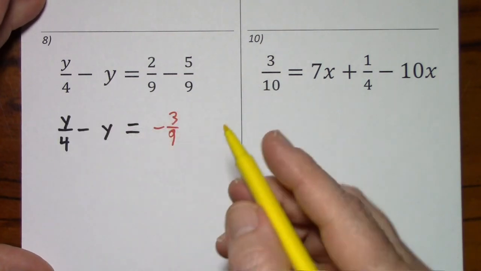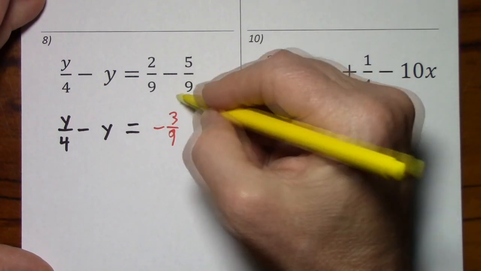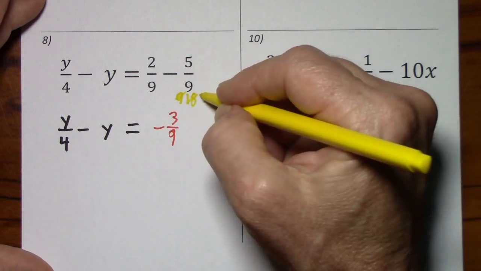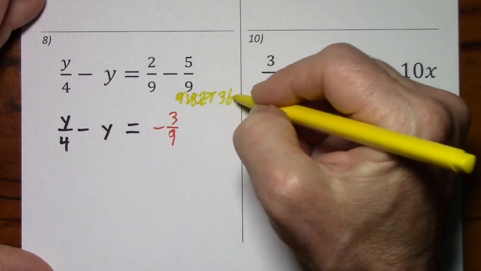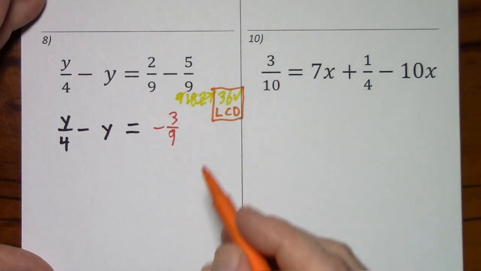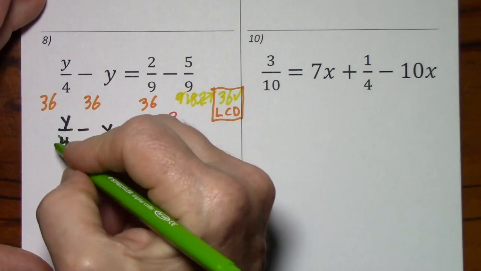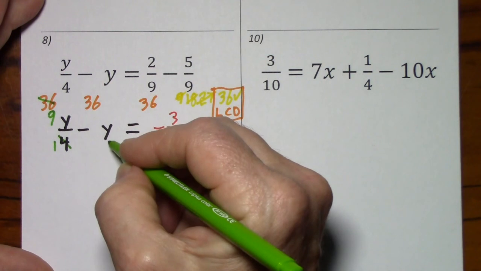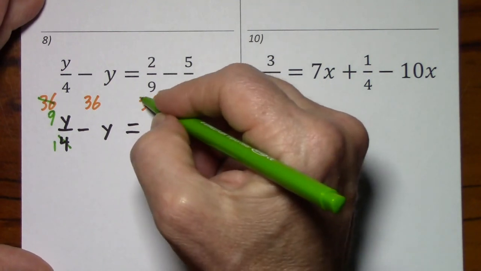Now looking for the least common denominator. If we look at multiples of 9, 9 won't work. 18 won't work. 27 will not work. But 36 works fine. So we multiply each term by 36. Simplify first. Divide by 4. Divide by 4. We can't simplify here, but here we can. Divide by 9. Divide by 9.